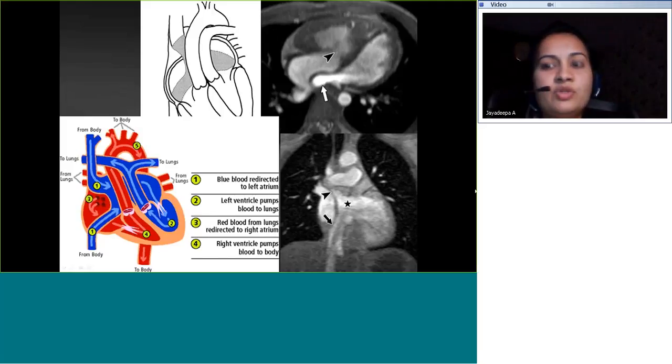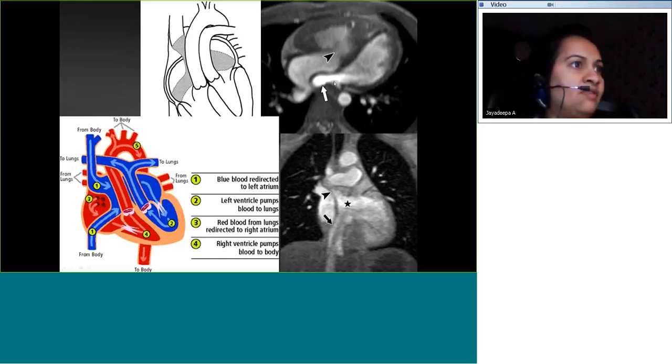So the atrial baffle of Senning procedure is basically used for dextro-transposition of great arteries, and this procedure involves isolating the mitral valve from the pulmonary venous drainage. So the pulmonary venous blood thereby enters the posterior pulmonary venous atrium and flows anteriorly across the tricuspid valve.